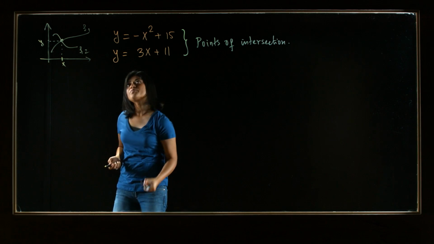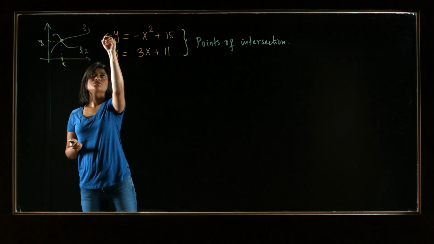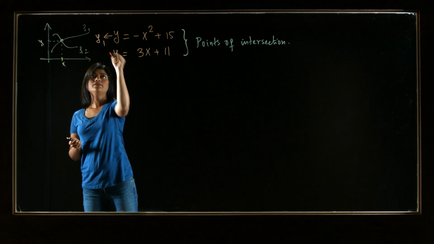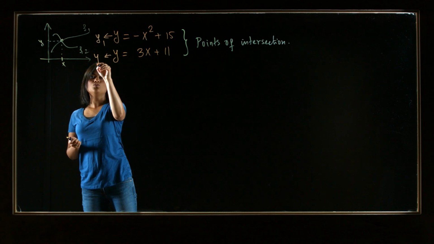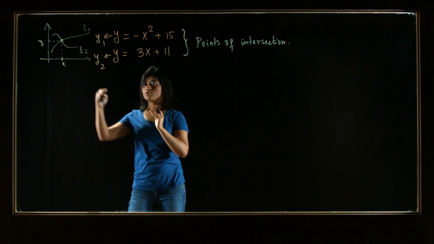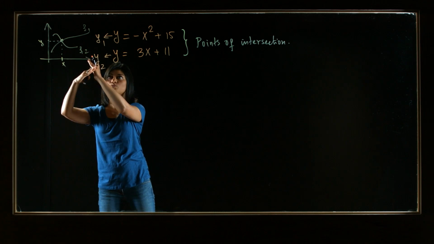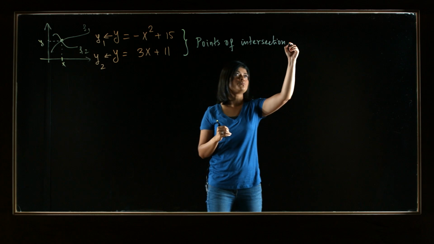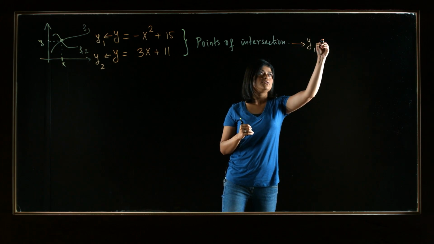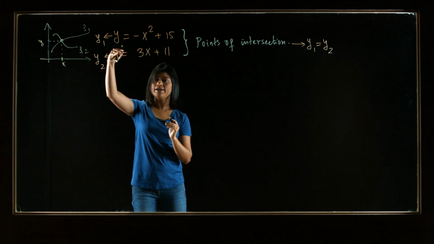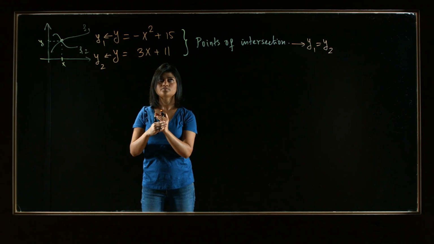We can consider this first equation, let's call it y1, and the second one, let's call it y2. And then to find the points of intersection, remember the two y values should be equal, so we just have to set y1 equals y2. So points of intersection can be computed by setting the two y's equal to each other.